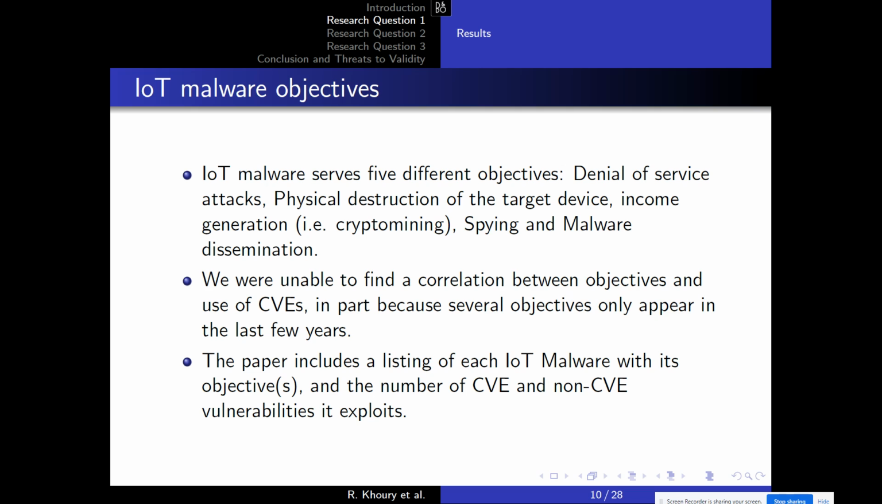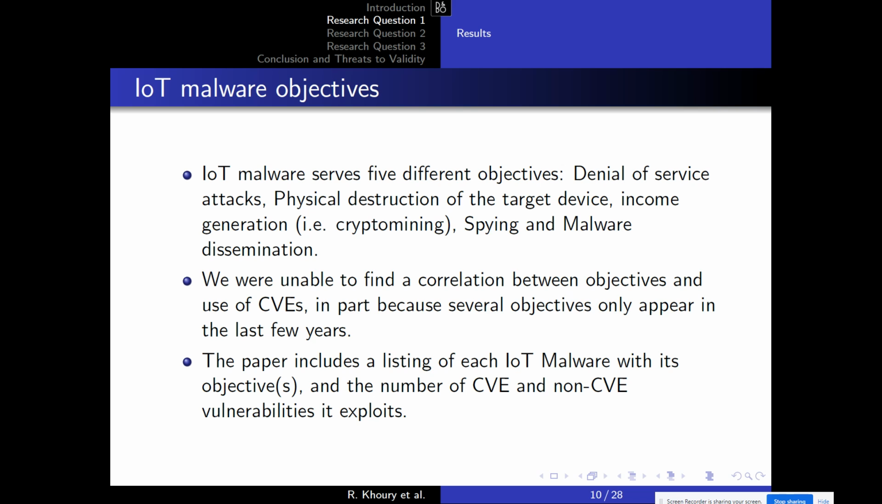So we wondered if there's a correlation between these objectives and the use of vulnerabilities. Is it possible that malware with a specific objective is more likely to use vulnerabilities as an attack vector, while malware with a different objective is less likely and prefers credential attacks? We were unable to find a correlation, unfortunately. This is in part because some of these objectives only occur in 1 or 2 malware, and some of these objectives only occur toward the end of the period that we were looking into. That made it harder to find a statistically meaningful correlation.